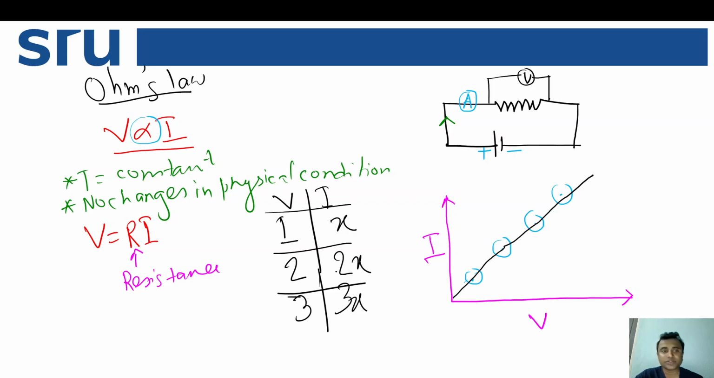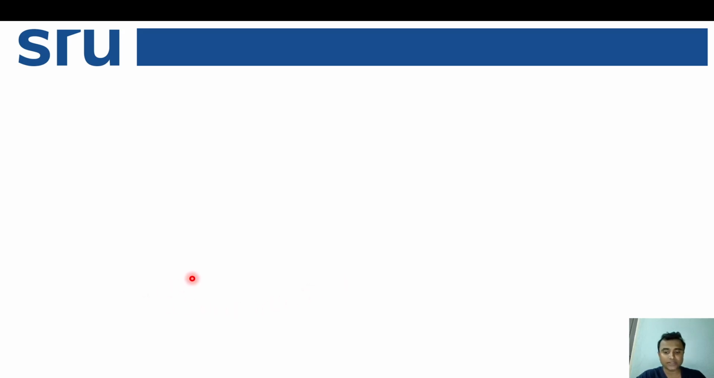So immediately he found out that this particular relation is valid: if you keep on increasing V, the I will keep on increasing in this fashion. Okay, so now let us go into the actual mathematical form here.